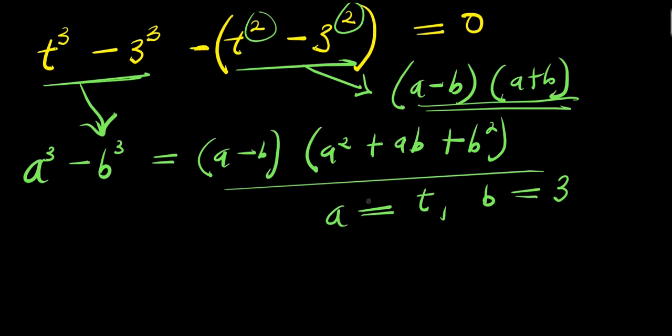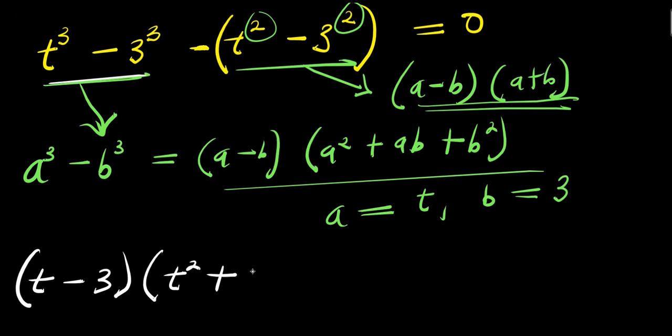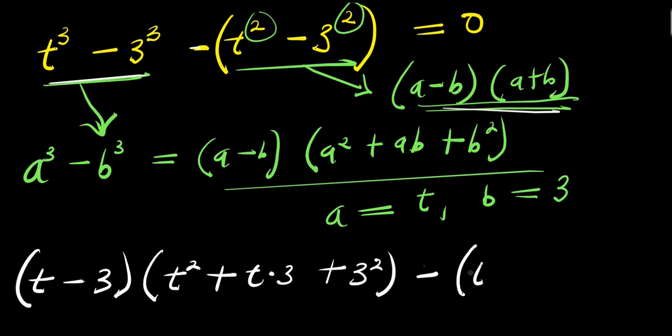So let's start with the cubic expression, which is this. We insert t for a, that is t minus 3 for b. We have this times this is t squared plus t times 3 plus 3 squared. Right? Then we have minus, before we make use of difference of two squares here, which is t minus 3 times t plus 3, and this equals 0.